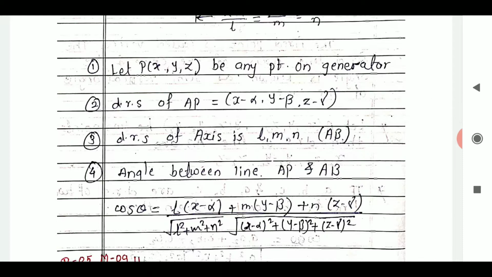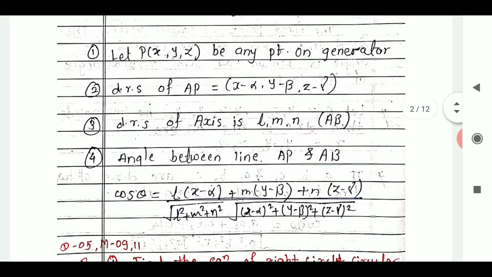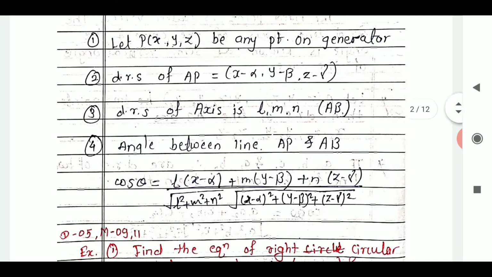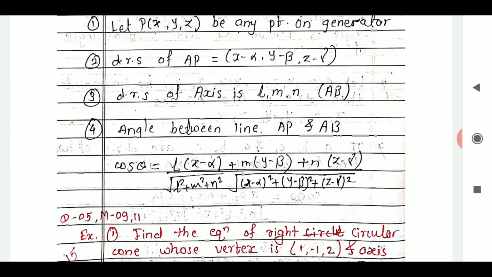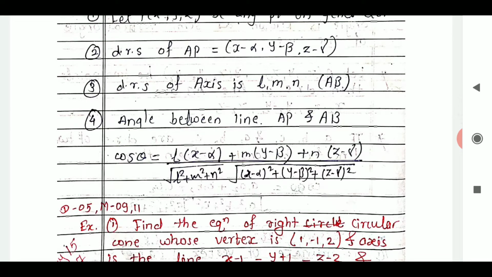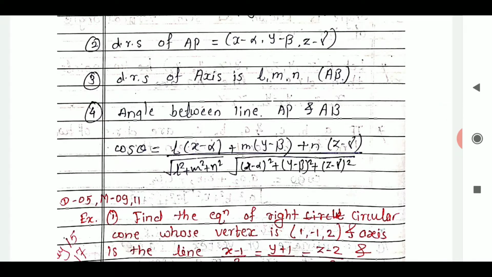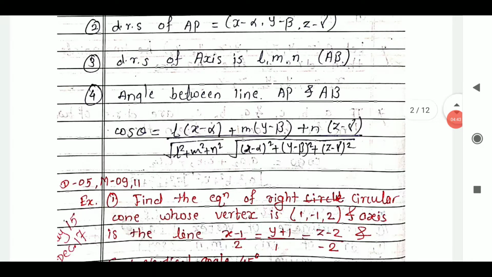Then by using this point P, we find the direction ratios of AP, that is x minus alpha, y minus beta, z minus gamma. We know the point A and the point P. A is the vertex and P is any point on the line. Then by using the two-point form, we find the direction ratios of AP, that is x minus alpha, y minus beta, z minus gamma. Here we know the equation of the axis line. From this we write the direction ratios of the axis as L, M, N.